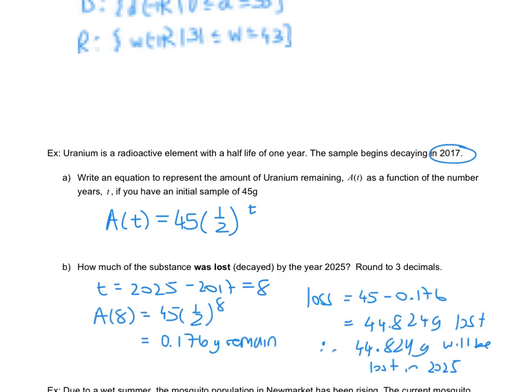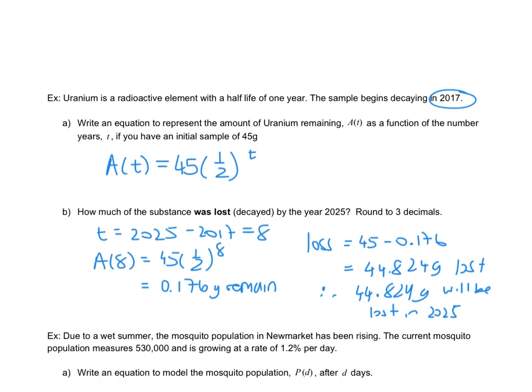All right, so when you plug in 8 for time, you're going to get 0.176 grams. That's the number of grams that will remain in your sample. That's not how much was lost. So if I want to know the loss, then I'm going to do 45 subtract that 0.176 to get 44.824 grams that were actually lost. So in this scenario, you just have to read it a little more carefully to get the final answer. It's not just plugging into your equation.